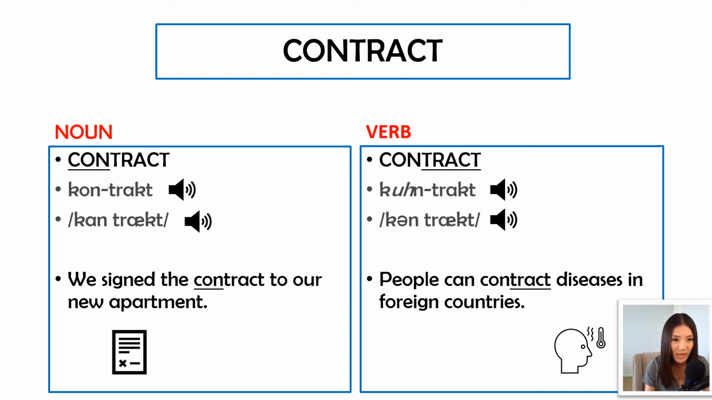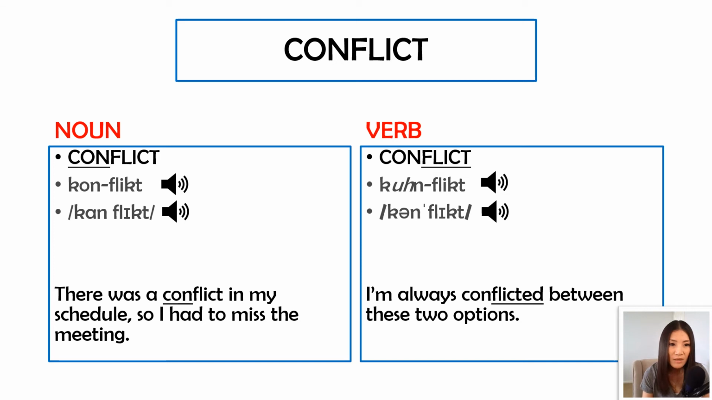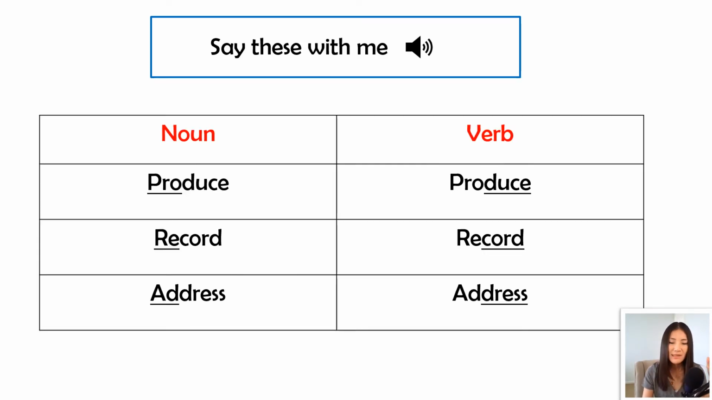Next one, contract. We signed the contract to our new apartment. Contract. That is the verb, stressing the second syllable. People can contract diseases in foreign countries. The next noun is conflict. There was a conflict in my schedule, so I had to miss the meeting. Verb is conflict. I'm always conflicted between these two options. Now let's take a few moments to practice shifting the stress.